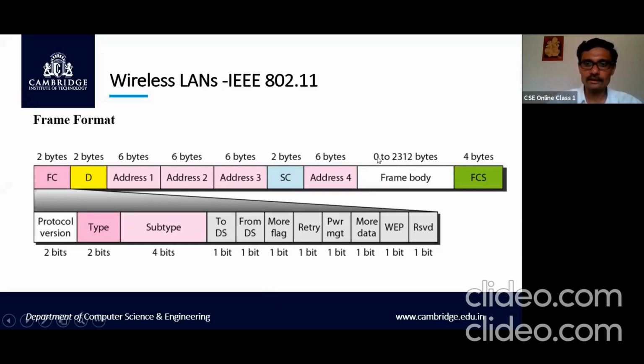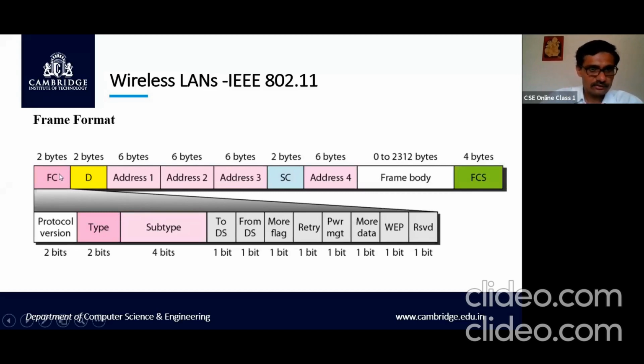What is the meaning of 0 bytes? That means it will have only the header. All the remaining fields are header and trailer. There are some frames where we don't have a payload received from the upper layer. The frames created here itself are called the control frames or management frames. We'll discuss them later. They don't have a frame body.